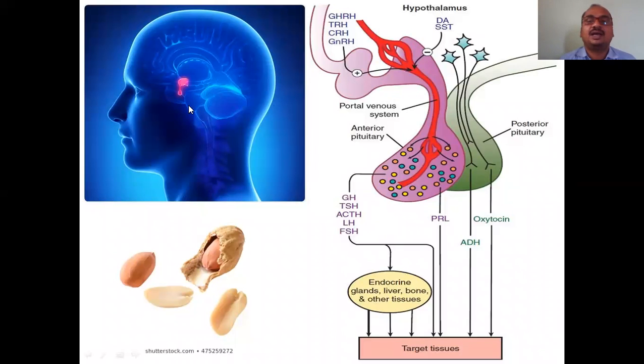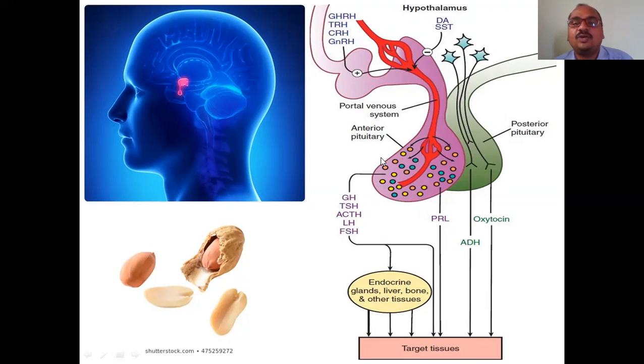Here, the pituitary gland has two lobes, just like your P. If you break a P, you will get two lobes like this. In the same fashion, here also you will get two lobes. One is the anterior lobe, the second is the posterior lobe.